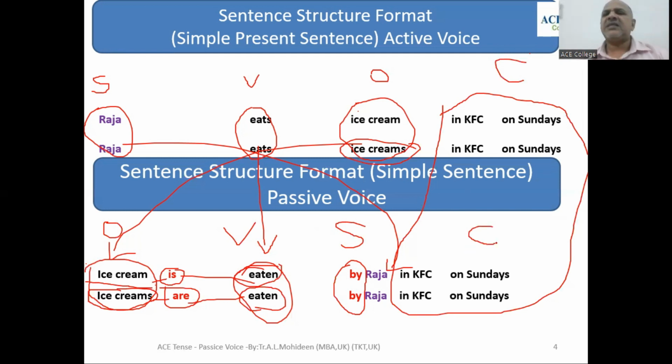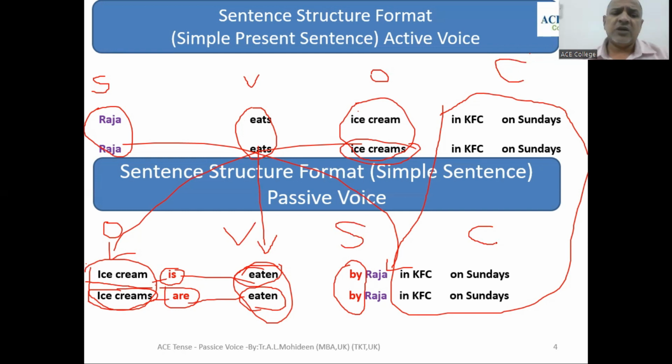Okay. This is the structure that you have to remember when you are writing sentences. When you write your sentences in passive voice, subject, verb, object, complementary clause, the order will be changed. You have to put object, verb, and subject. That is one thing. The second thing is you have to bring the verb into the fifth form. First form, second form will be converted into the fifth form.